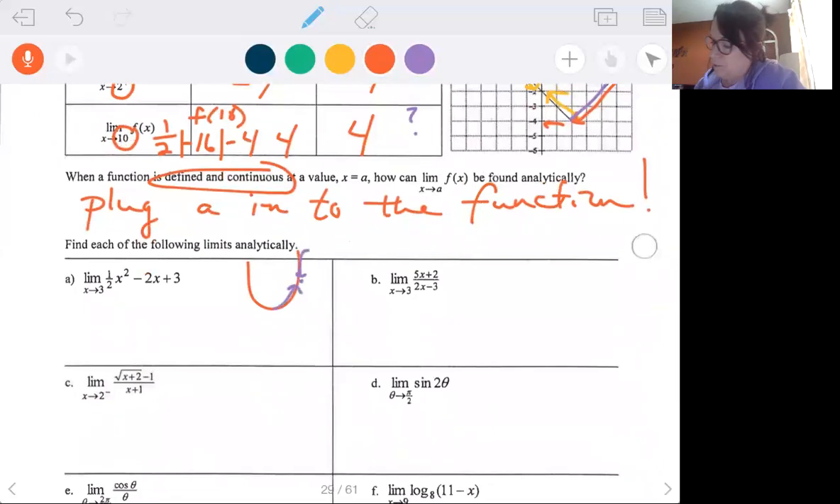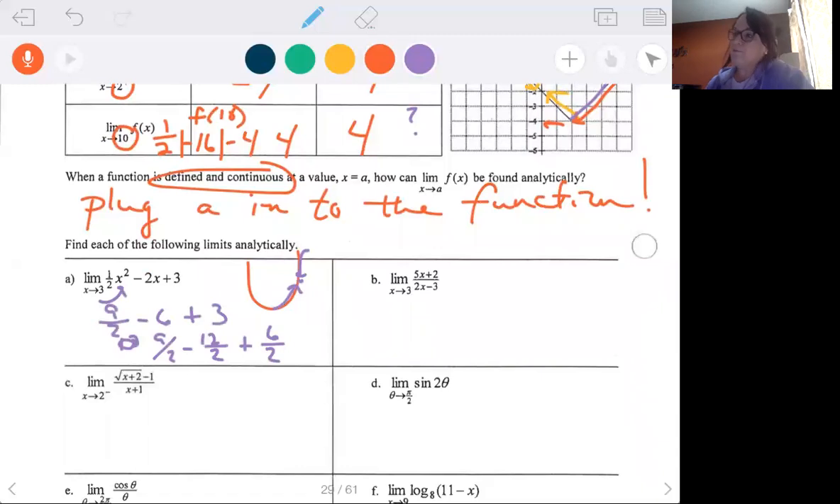So let's just plug a 3 in, and we would have a half of 9 minus 6 plus 3. The constant stays the same. And then let's go common denominator. We would have 9 halves minus 12 halves plus 6 halves. So it looks like we have -3 plus 3 on the top there. Looks like I have a 3 halves. That is where this point will be located on that parabola.